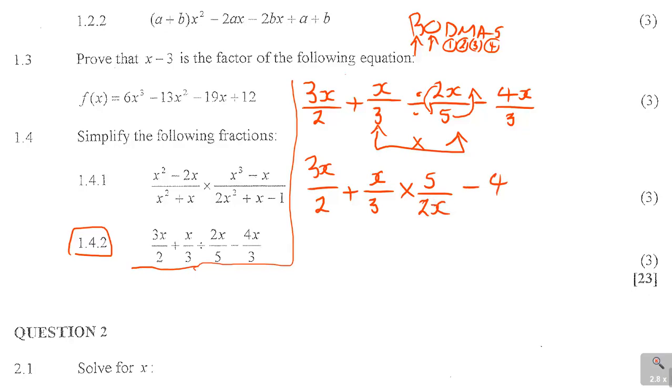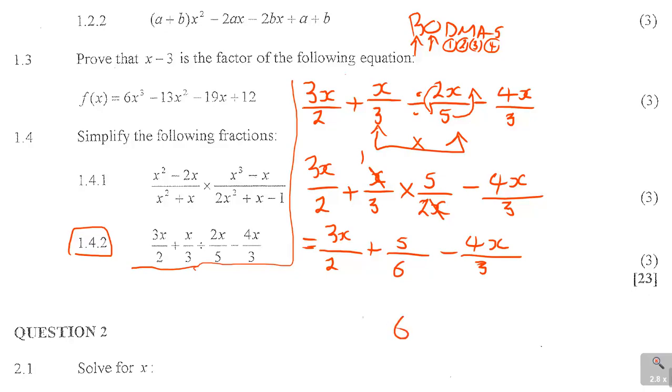minus 4x over 3, which is equal to, now we are able to cancel out that x with that x. So I've got 3x over 2 plus 1 over 3. You see that? And then actually let me just simplify this and not write it. Now we are multiplying 1 times 5, which is 5 over 3 times 2, which is 6, minus 4x over 3. Now the common denominator here is 6.